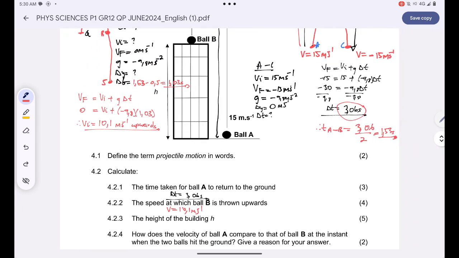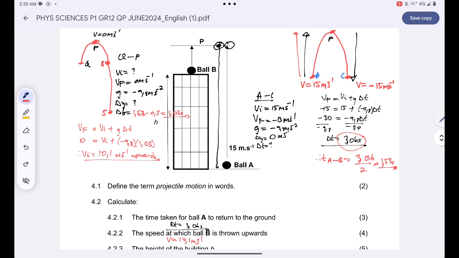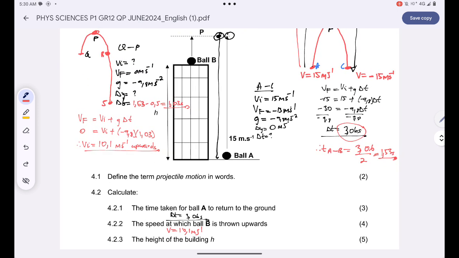And then now they want us to calculate the height h. How can you find the height h? Let me create some room for me to write over there. The height h.